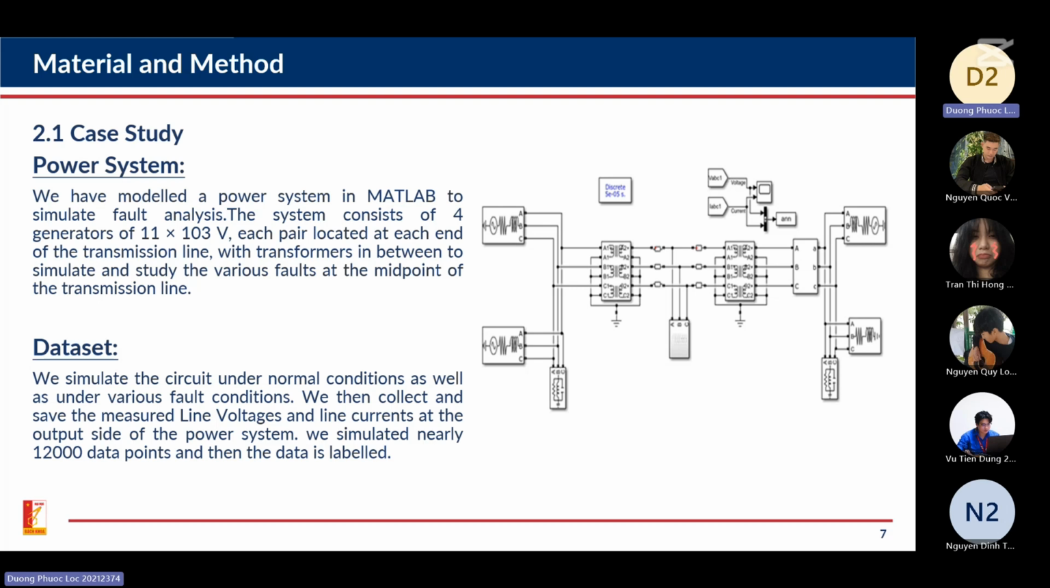The dataset we have here is that we simulate the circuits under normal conditions as well as under various fault conditions. We then collect and save the measurements like voltage and current at the output side of the power system. We simulated nearly 12,000 data points, and then the data is labeled.